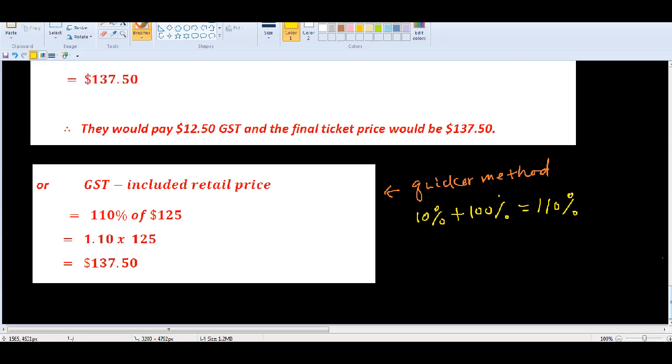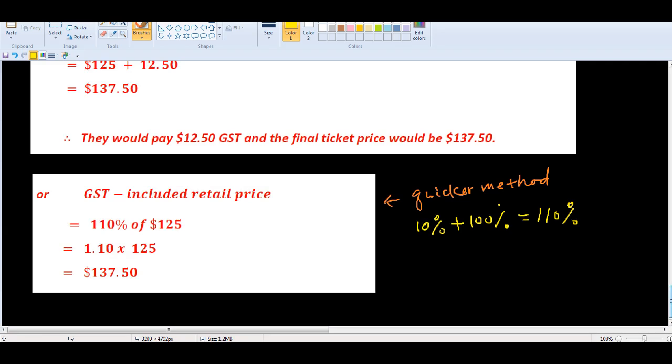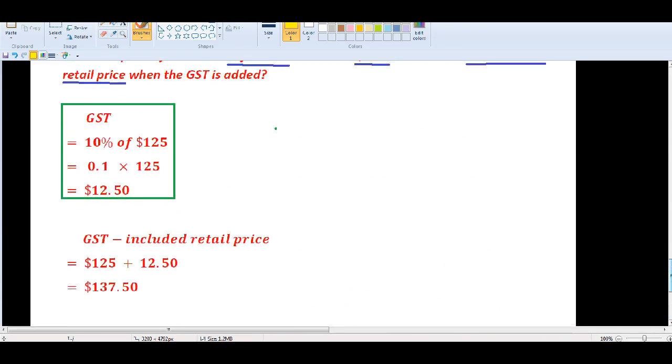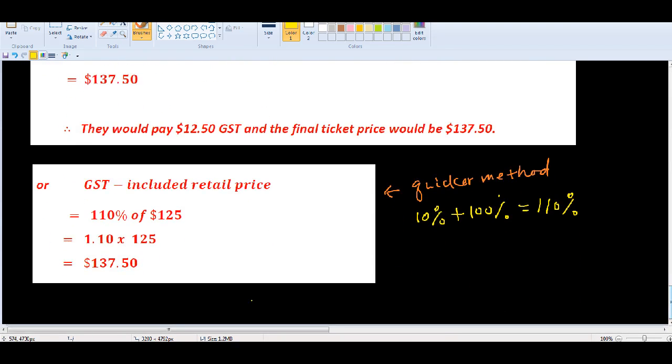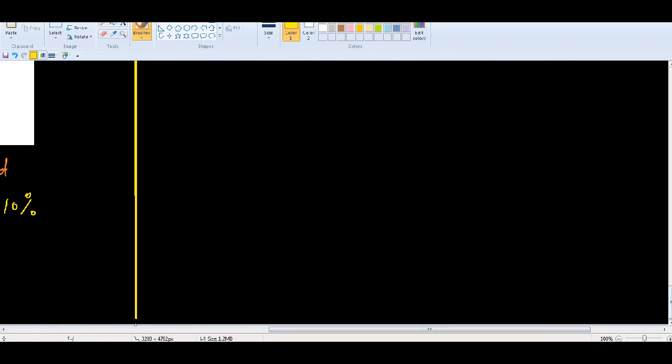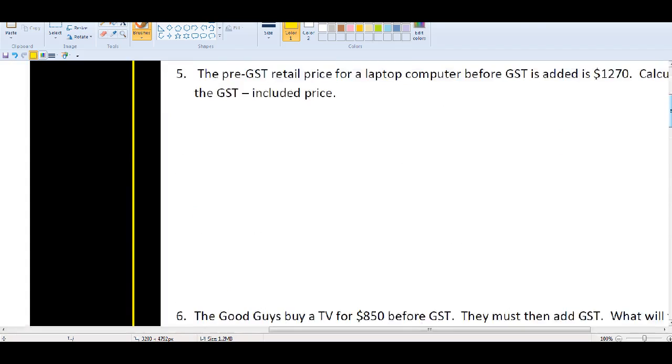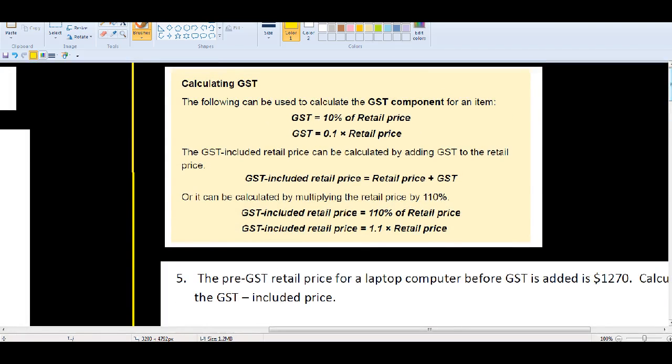Okay, so it depends on your understanding. I do think the method where you find the GST and then add GST to the price without GST is better for your understanding. All right, but I can't deny that the second method is much quicker. So it depends on your preference. Okay, right. So remember that.